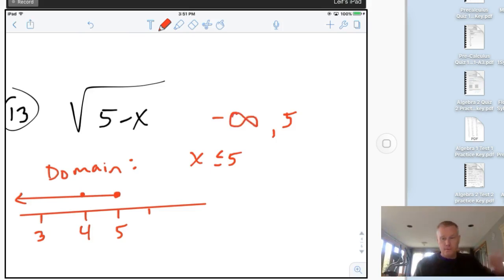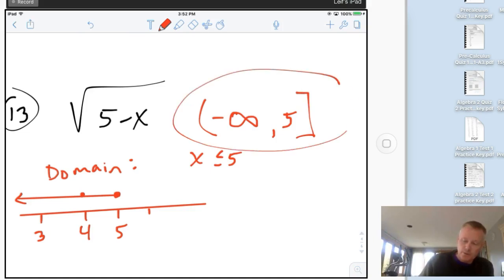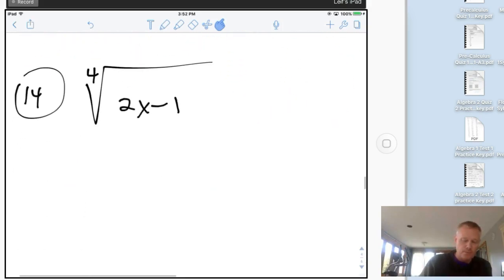Negative infinity would be on the left side of the number line there. And once again, infinity is not included, nor is negative infinity. 5 is included, though, because that is part of the solution, which means that is what it looks like, and that's a sloppy infinity sign, but that's infinity. The sideways 8, okay? All right, this one, 4th root.